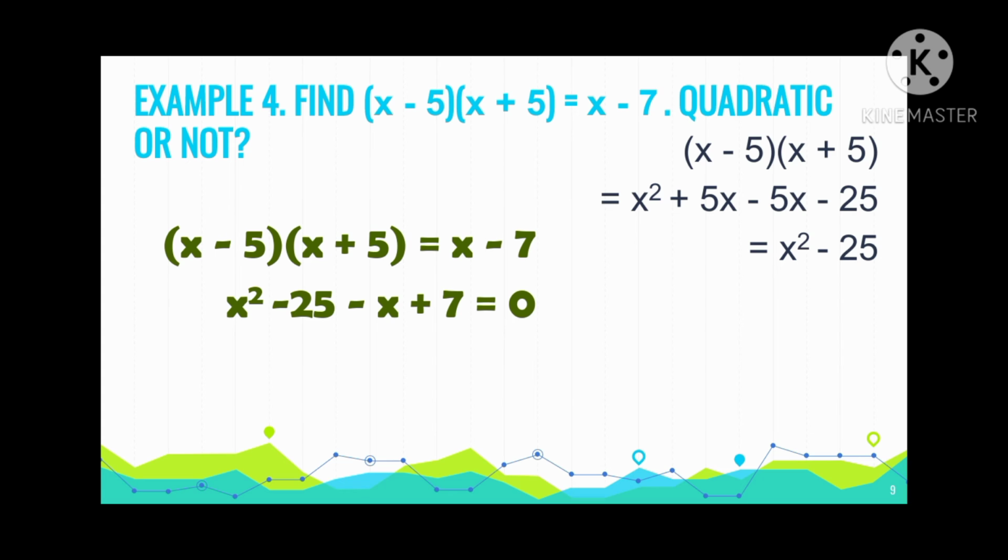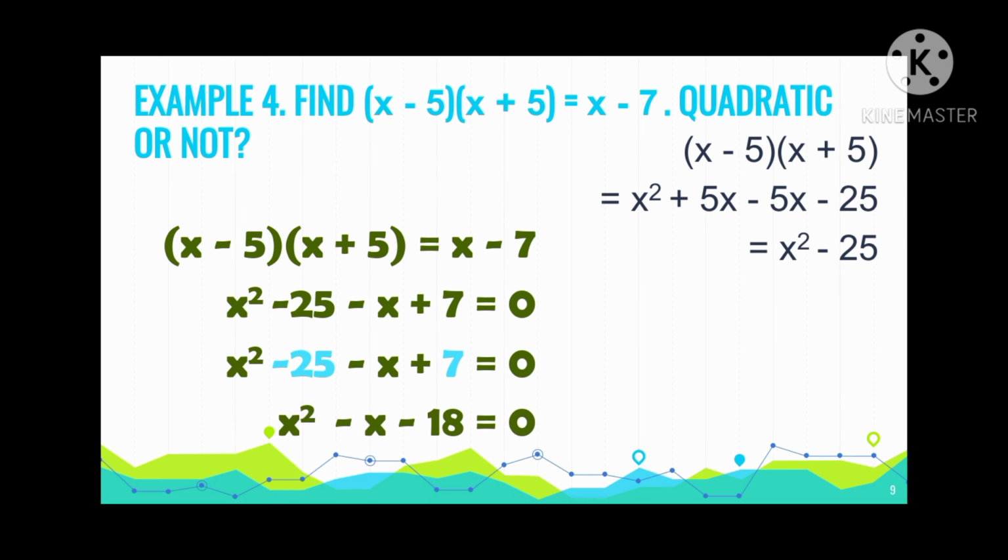Then, write x squared minus 25. Then, ilipat lahat ng terms sa right, sa left side of the equation. So, we have now negative x plus 7. Ngayon, if we are going to add the constant terms, negative 25 and 7, the answer is negative 18. We have now x squared minus x minus 18 equal to 0.